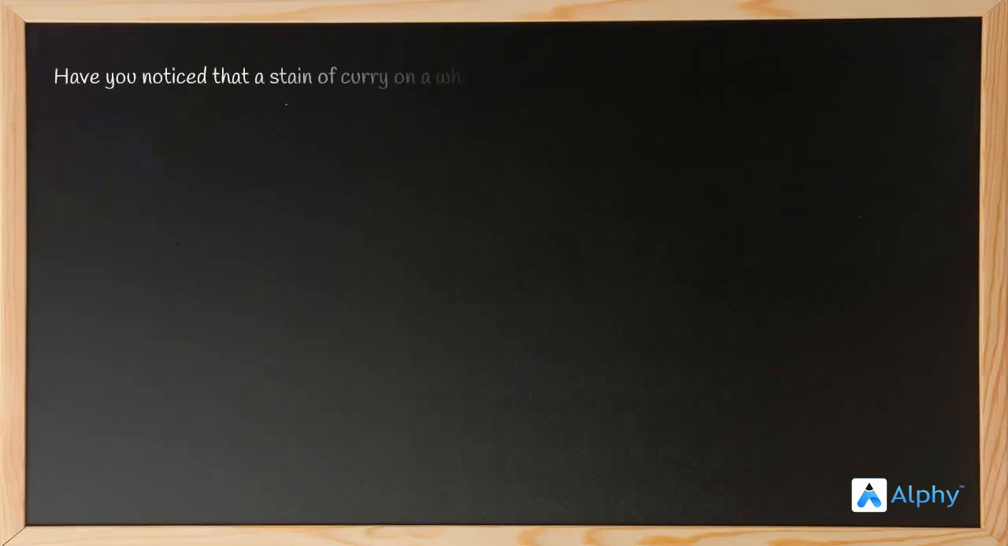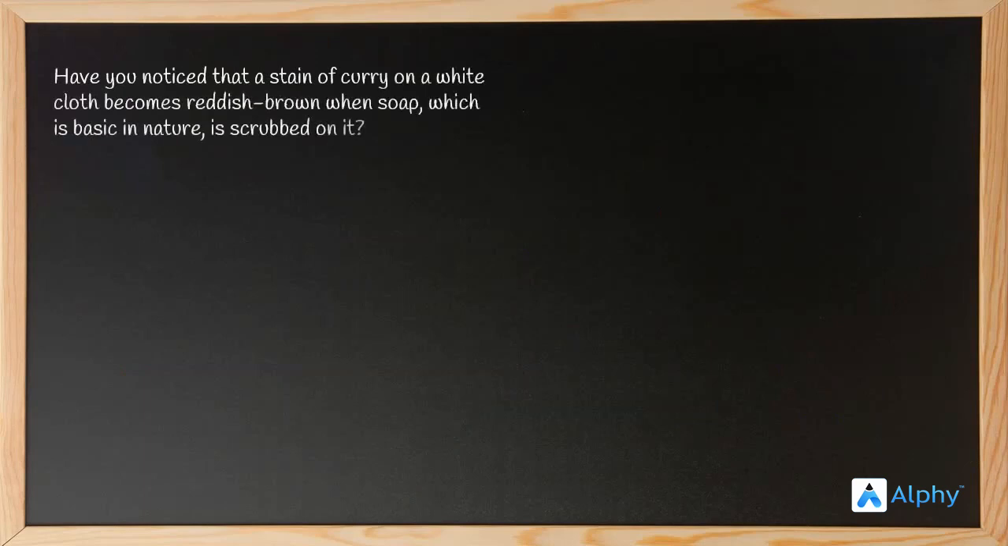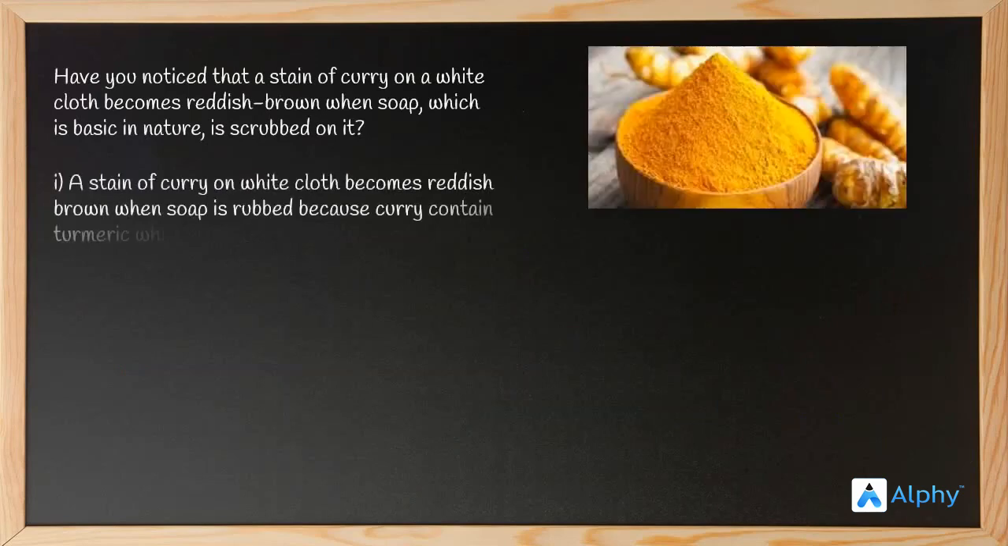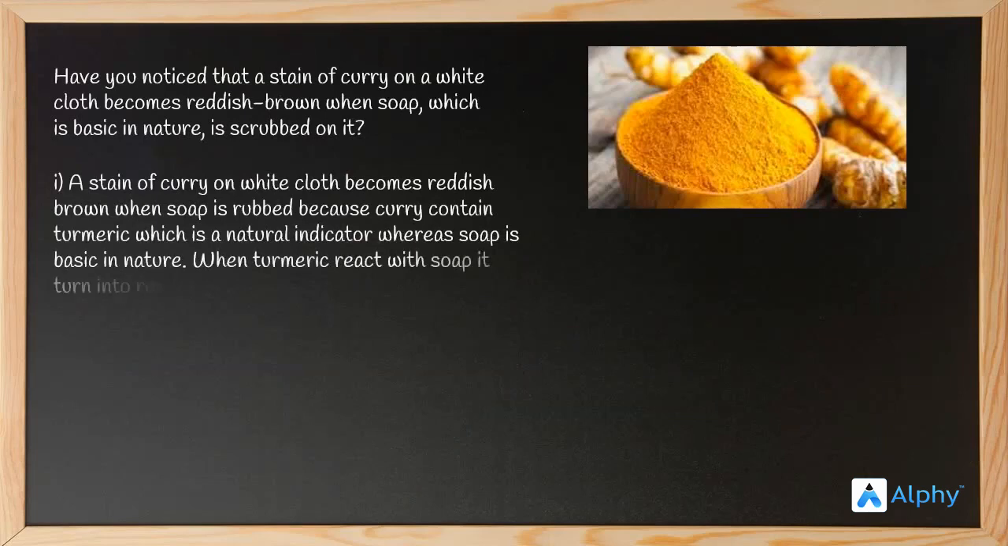Have you noticed that a stain of curry on a white cloth becomes reddish brown when soap, which is basic in nature, is scrubbed on it? So a stain of curry on white cloth becomes reddish brown when soap is rubbed, because the curry contains turmeric, which is a natural indicator, whereas soap is basic in nature. When turmeric reacts with soap, it turns reddish brown.